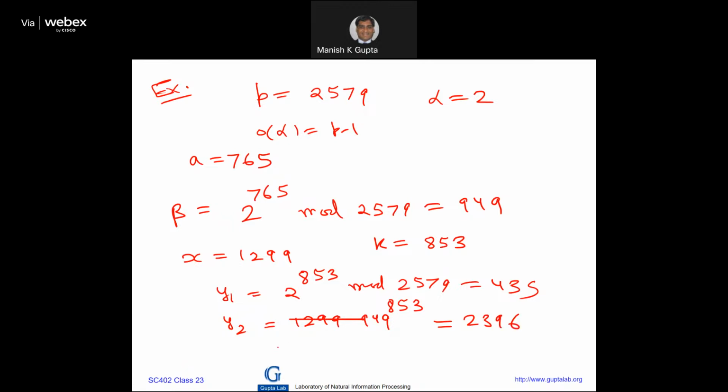So Bob receives the pair 435 and 2396. This is your y1, y2. Then he computes x as 2396 times 435 raised to power 765, inverse, which turns out to be 1299, the plain text. This is a simple example; all the calculations you can do.